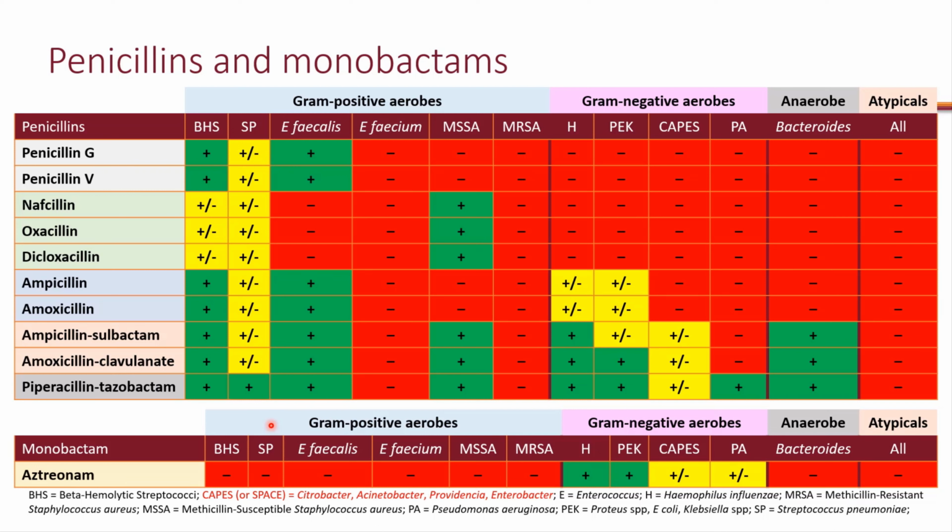Now, the only monobactam on the market is Aztreonam, and it's important to note that Aztreonam does not have activity against any gram-positive organism, so it's all red for gram-positives. Now, it does have some good activity for some of the gram-negatives, including H. flu, as well as some of the Enterobacterales. However, it does have somewhat poor activity against Pseudomonas. So over time, activity of Aztreonam over Pseudomonas has decreased. And moreover, it doesn't have activity against bacteroides or atypicals.